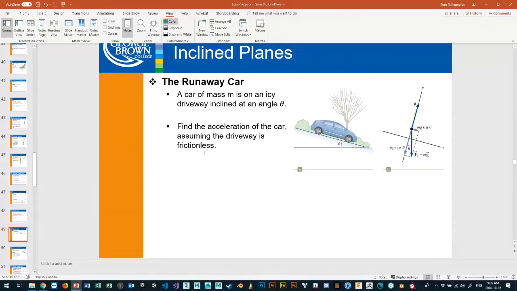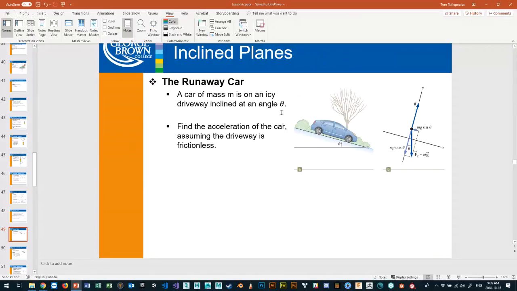Do we care about the mass when it comes to the acceleration? We do, because mass times acceleration is the total force. But in terms of motion, think about that. Does a heavier object accelerate faster than a lighter object? No. So this is where the mass of the car becomes moot. We don't care about it.